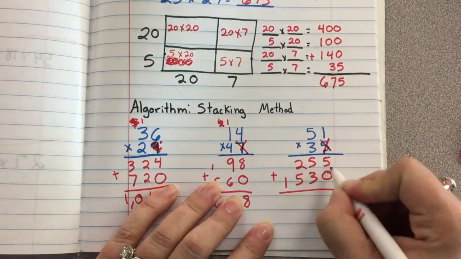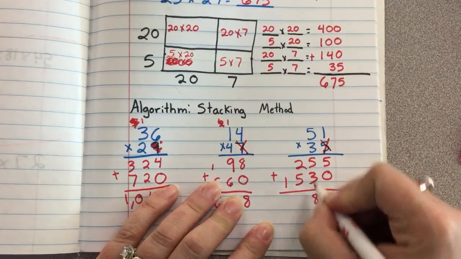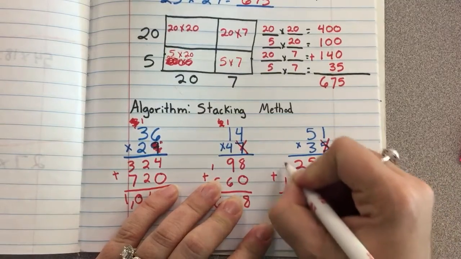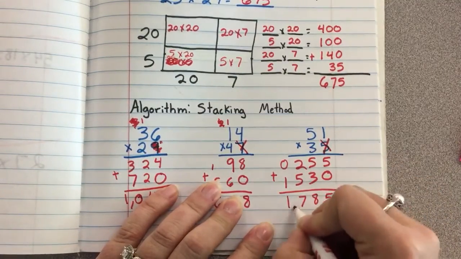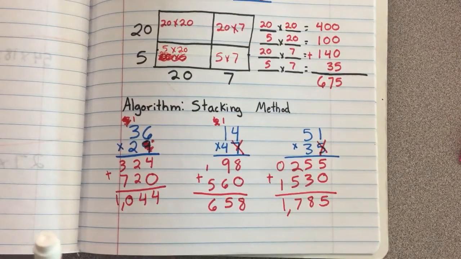Add them all up. 5 plus 0 is 5. 5 plus 3 is 8. 2 plus 5 is 7. 1 plus 0 is 1. 1,758. Give me a thumbs up if you got it right. Awesome. 85. You said 58. Sorry. 1,785. You know what I meant. Okay. Now we're going to go into the book.